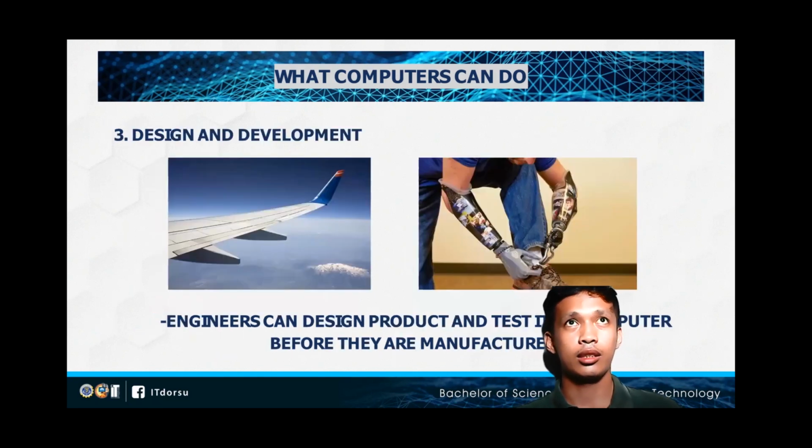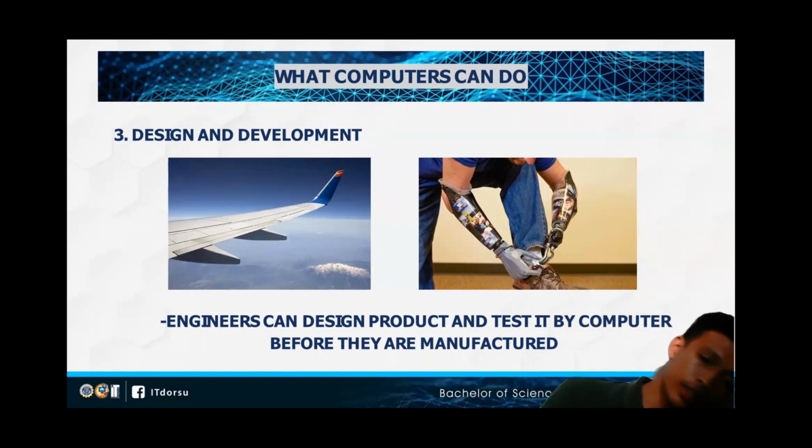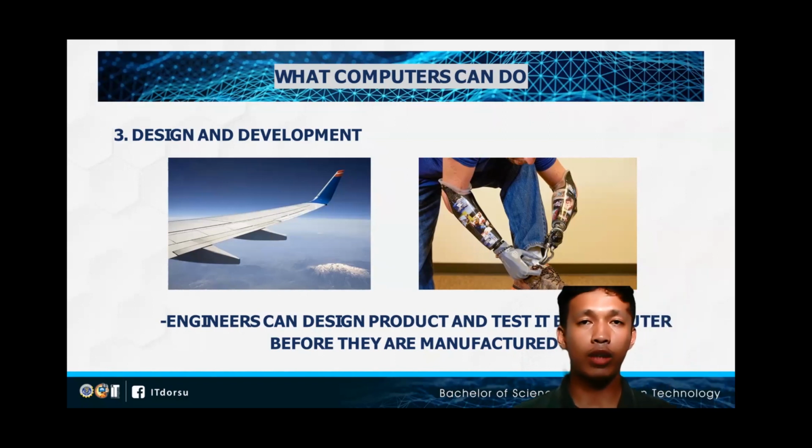So next is design and development. So the third thing that a computer can do is design and development. So engineers can design products and test them by computer before they are manufactured. So before the items in shopping malls are manufactured, they are still tested by computer. Like for example, the wings of an airplane, I don't know if you have experienced this, but if you have.